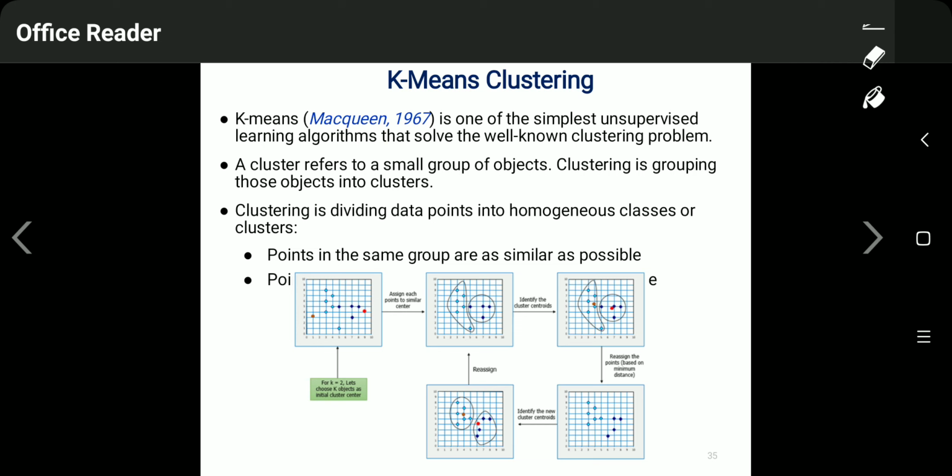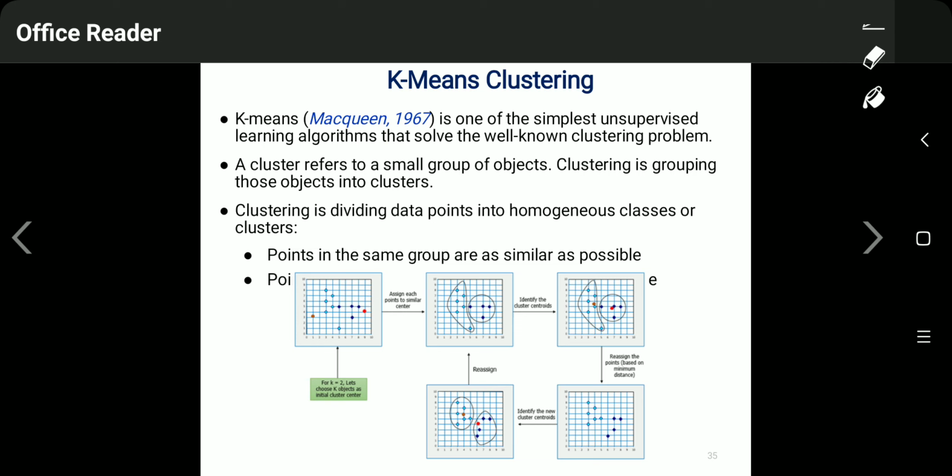If this distance comes out least, we can say that the two data points are similar. If the distance comes out larger, we can say that these data points are very dissimilar to each other. So based on this principle, K-means clustering works.